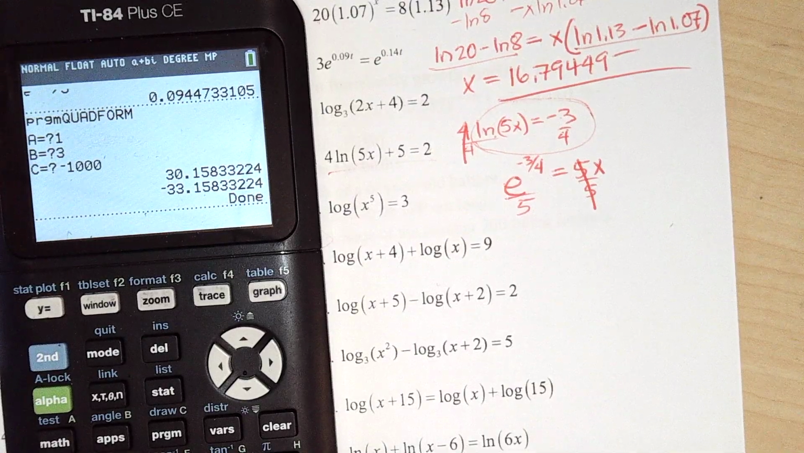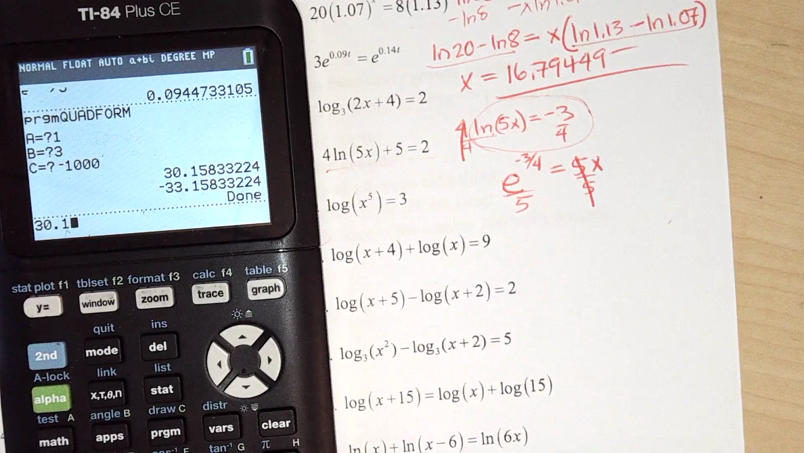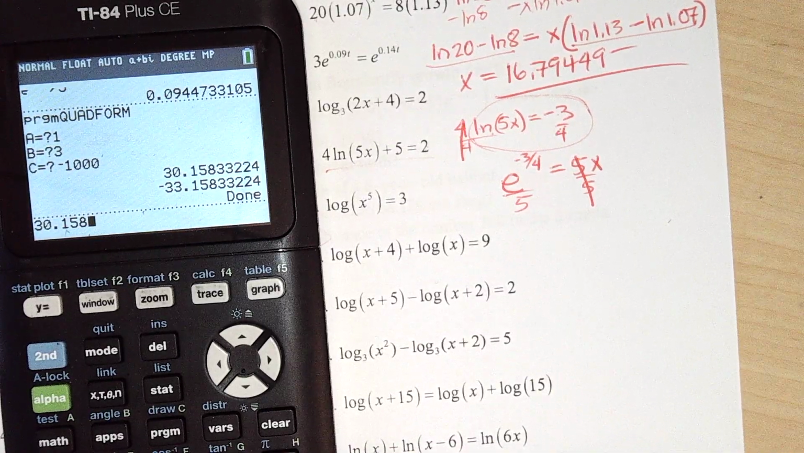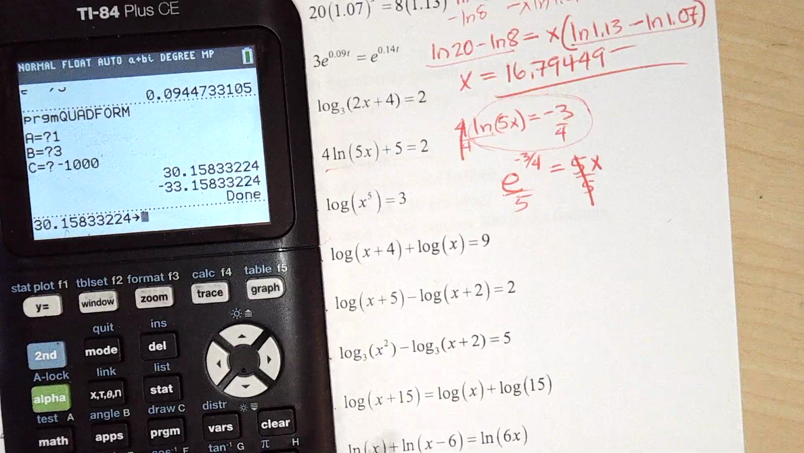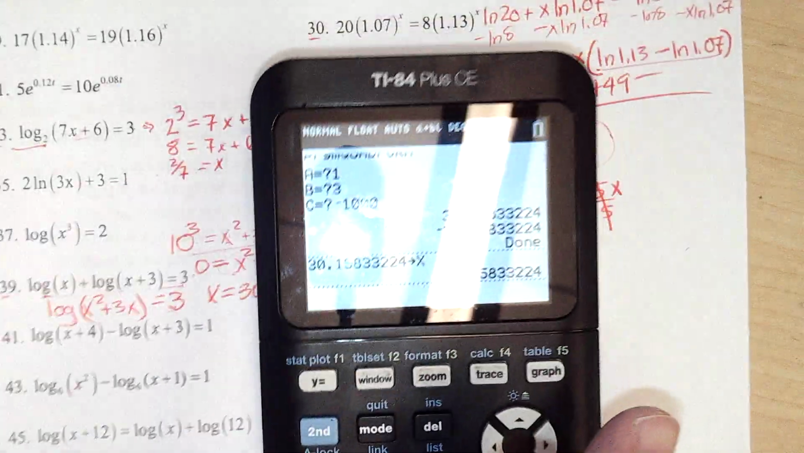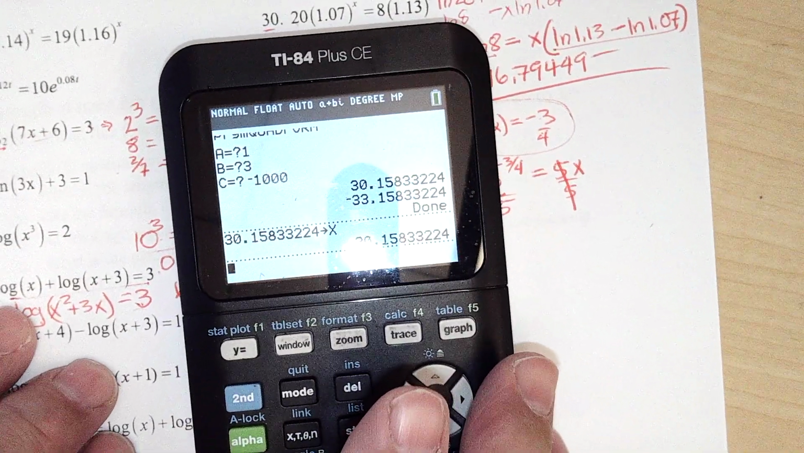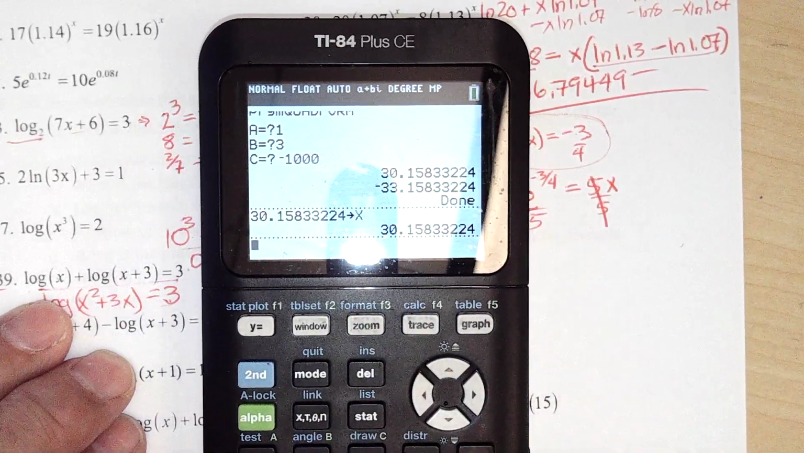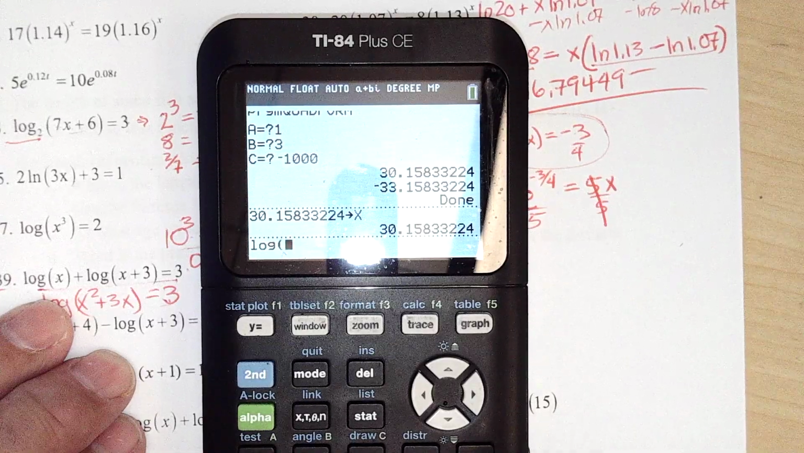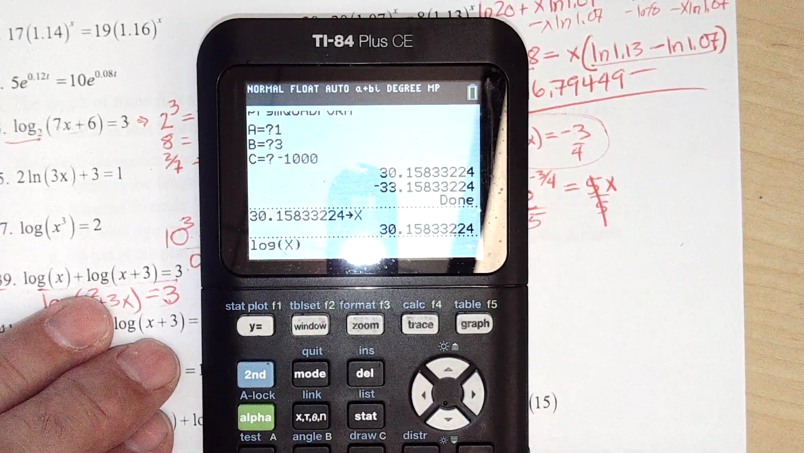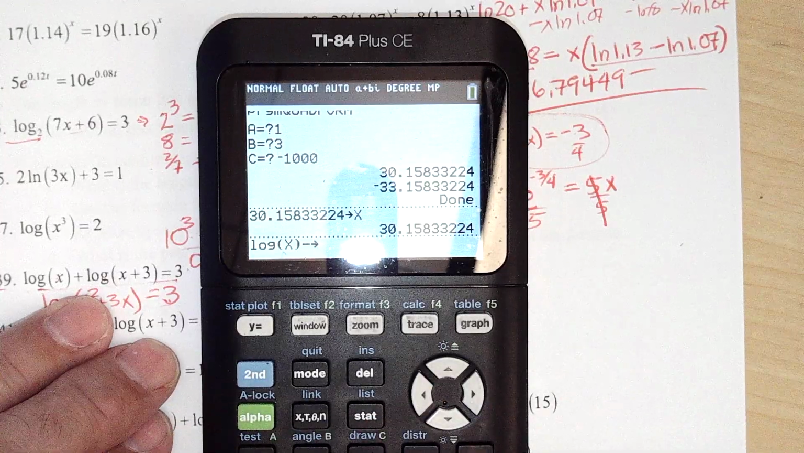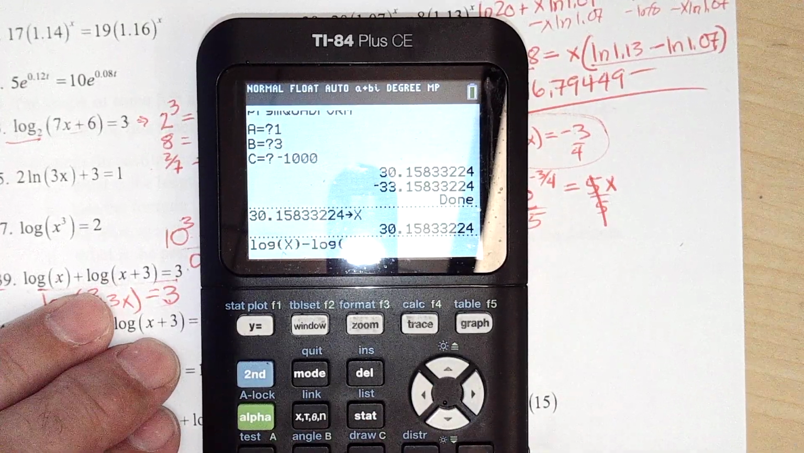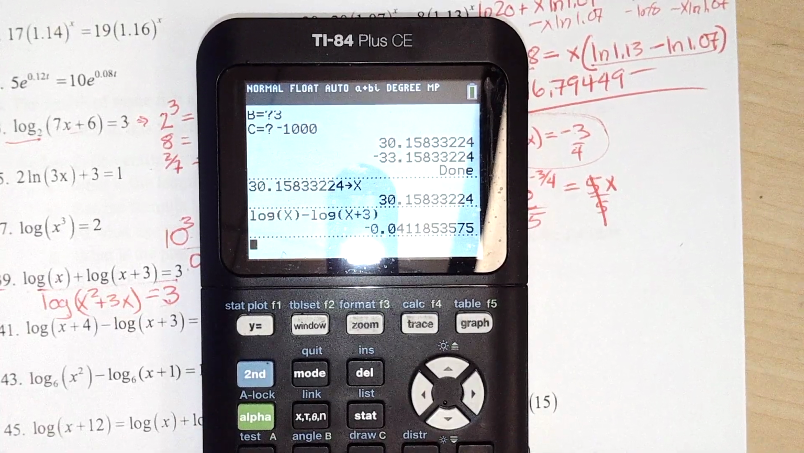And let's just do what we've done before. 30.158, 33224, store x, and let's just check. It should be, there we go, log x, close parenthesis, plus log x plus 3, close parenthesis, should equal 3.